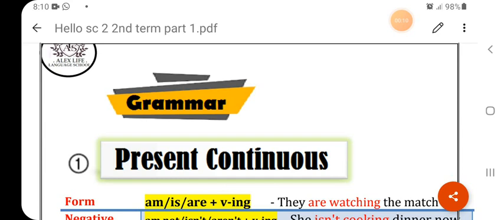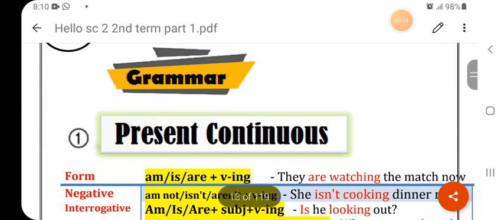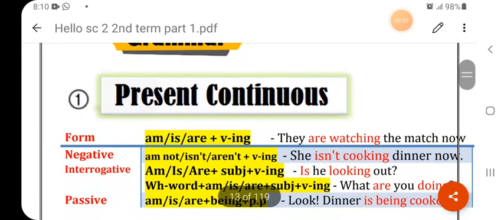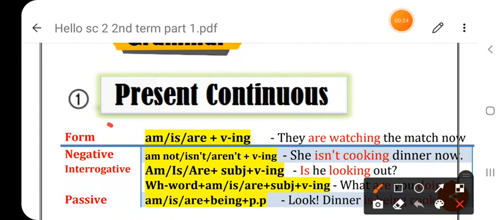Well, I know very well the present continuous is an old lesson, yes, but again, in this term you will take some important notes inside the present continuous. But again, our grammar of Unit 7 is what? The present continuous. Now, let's get it. We'll start with what? Number 1, we'll start with the form of it.